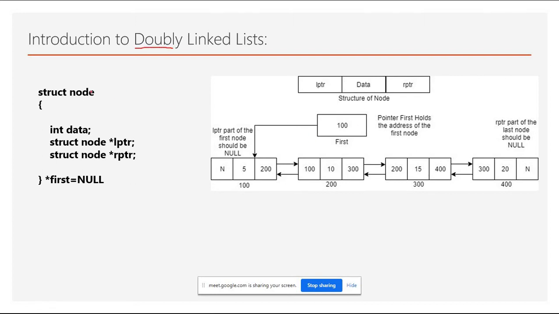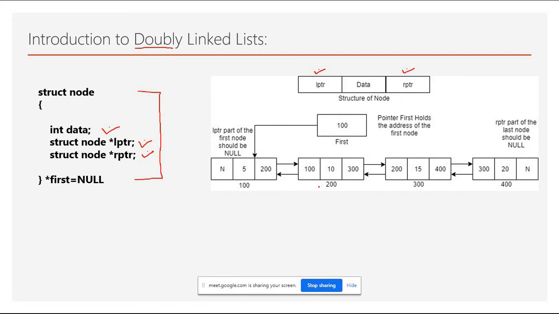Then in the case of the doubly linked list, doubly means there are two addresses. In the structure of a node, we have a data part where we record the user's data, we have LPTR, and we have RPTR. So our structure has three parts. LPTR stores the address of the previous node, and RPTR stores the address of the next node. Every node has two link parts, and due to that reason it is called a doubly linked list.